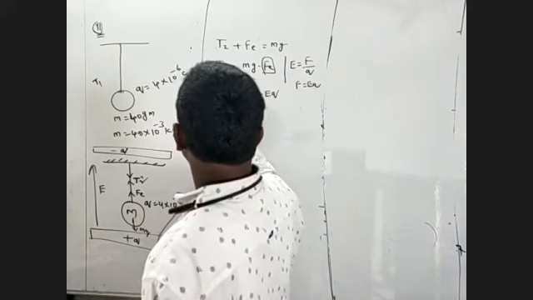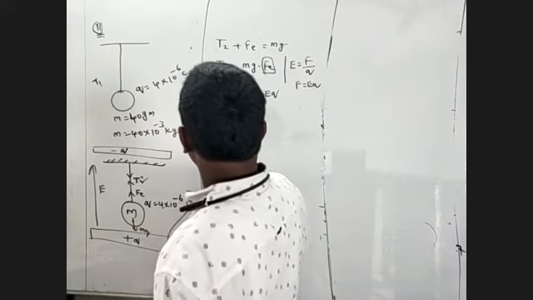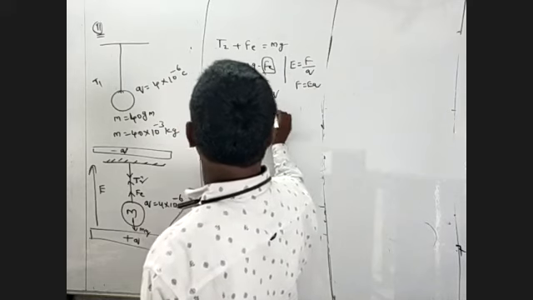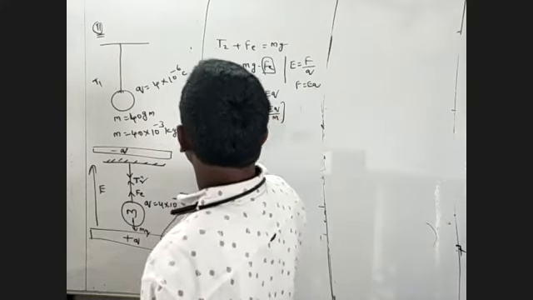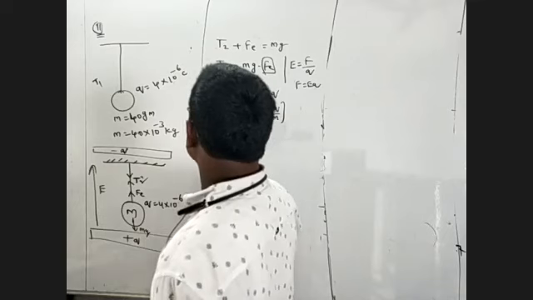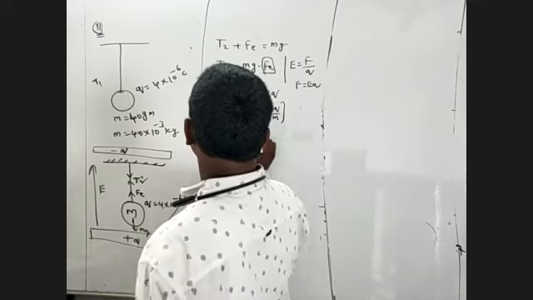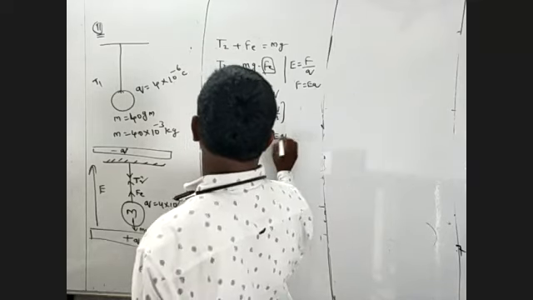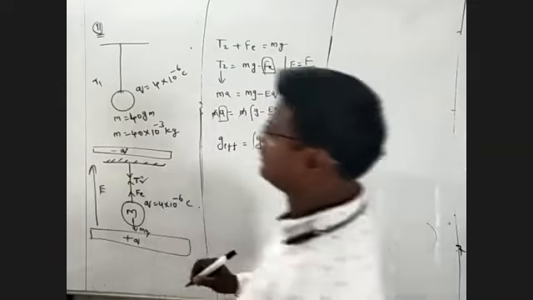Taking m common, a is equal to g minus EQ by m, and m cancels. This is acceleration due to gravity. We are calling this g effective. g effective is equal to g minus EQ by m. This is the formula.